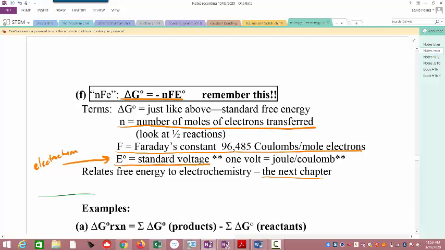Now, the next set of notes will be example calculations on all of these, so make sure your calculator is charged.